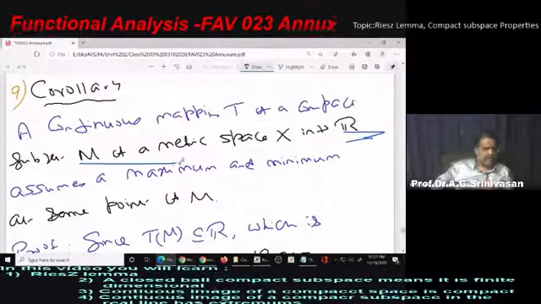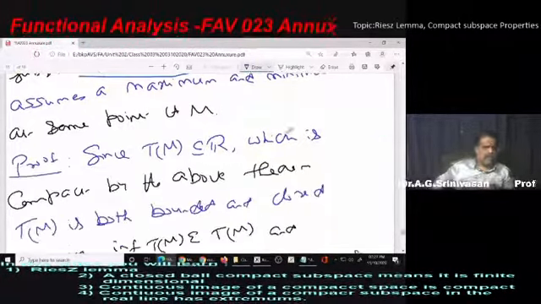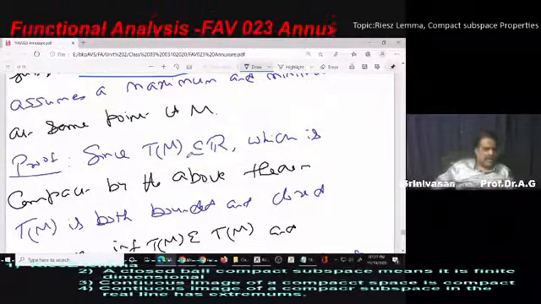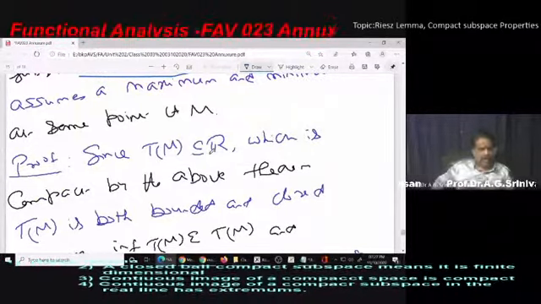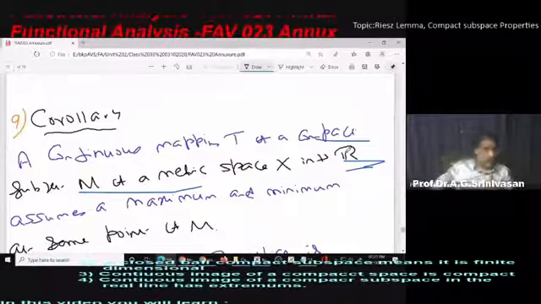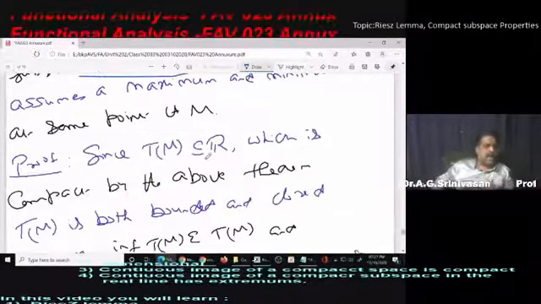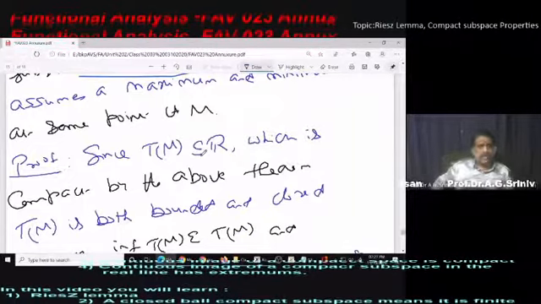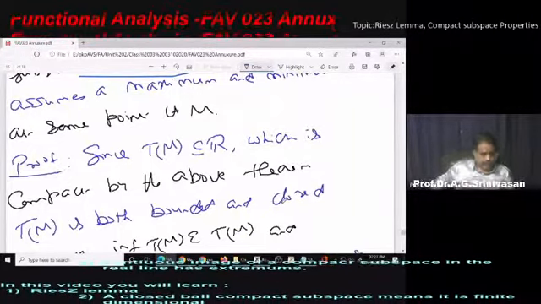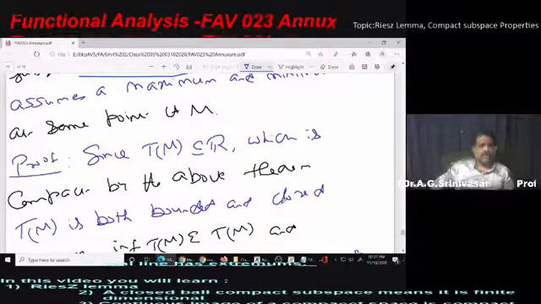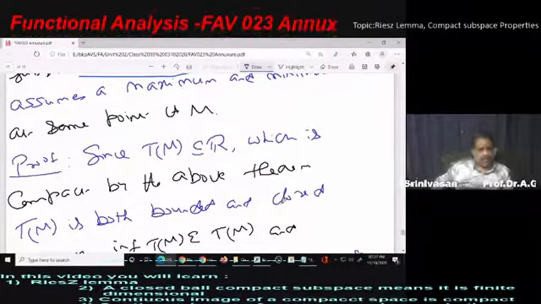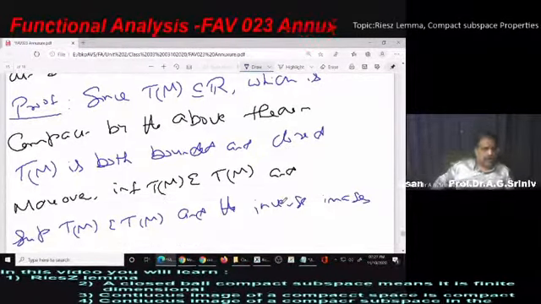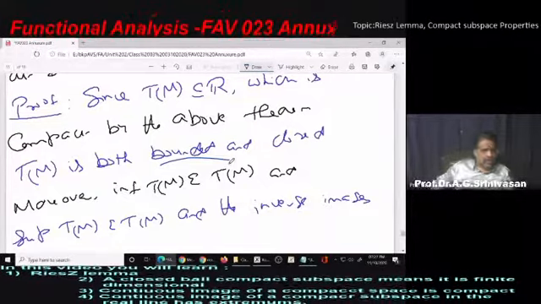That's very easy. The first point is that M is compact. You are given M is compact. So by the previous theorem, T of M, first of all, is a subset of R, because the mapping is from X to R only, not Y. And T of M is also compact by the previous discussion. And you know that T of M is both bounded and closed. We already discussed this in the previous class, because if M is compact, then T of M is both bounded and closed.